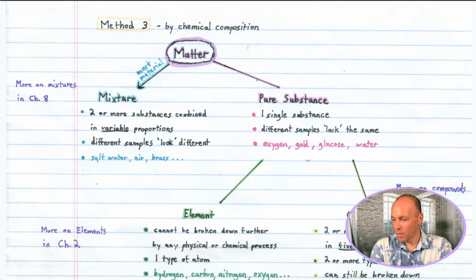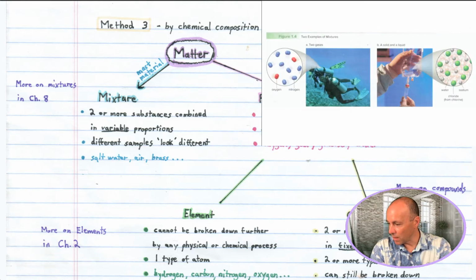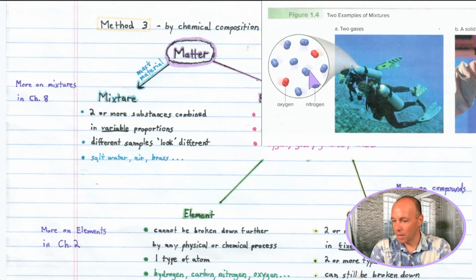Your textbook author shows you a couple of illustrations of mixtures. So let me point those out to you. So here's some air right here, which is being breathed in by some divers. Now, air is mostly nitrogen and oxygen. Okay, about 20% oxygen and 80% nitrogen.